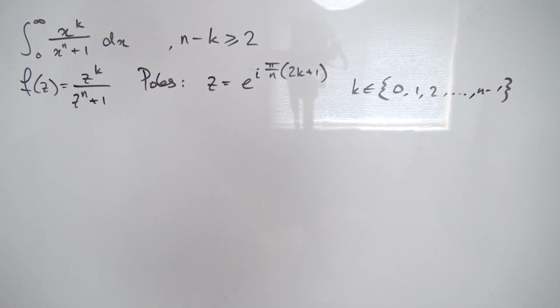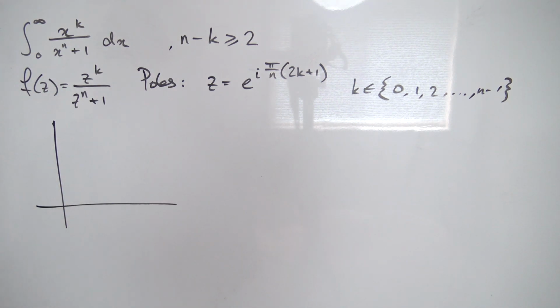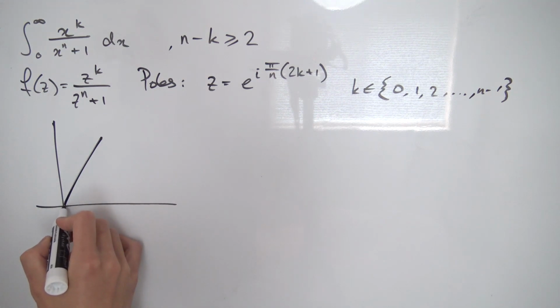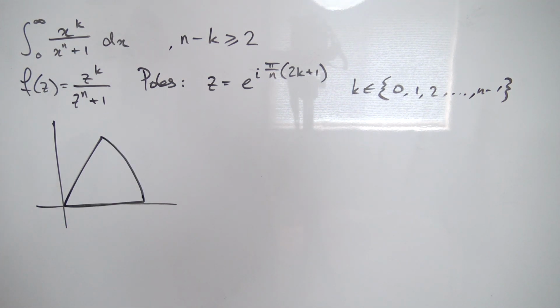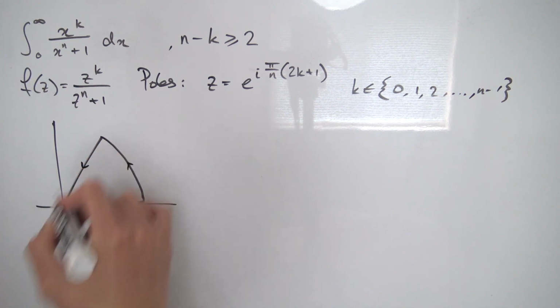Alright, so we know where our poles are, and now we just need to figure out what our contour is. And our contour, I like to call it a pizza slice contour, because that's exactly what it looks like. It's a pizza slice. So we have two rays going out like this, and then we just have an arc going down like so that makes a contour. And we're going to be traversing this contour in the positive direction.